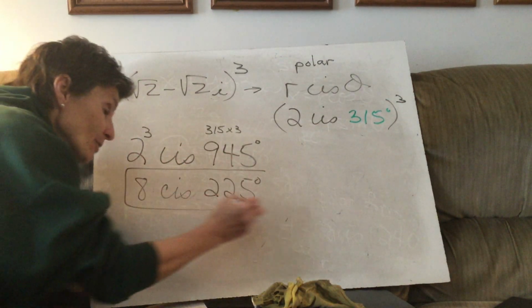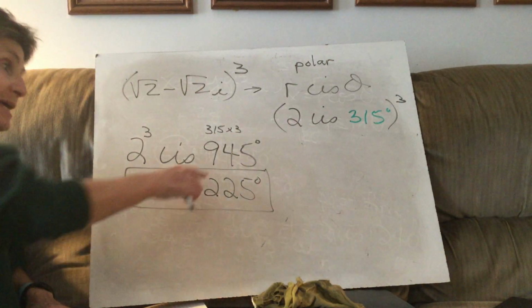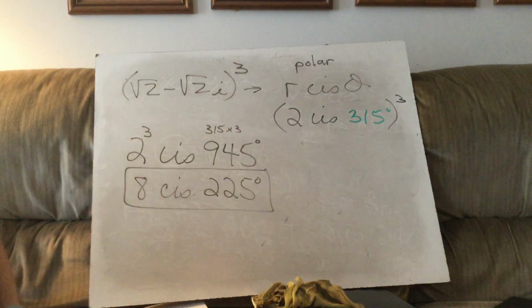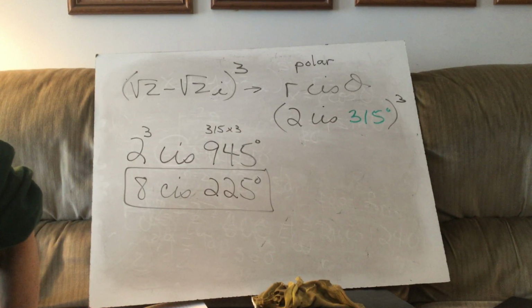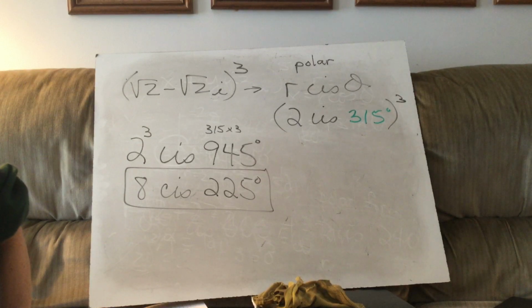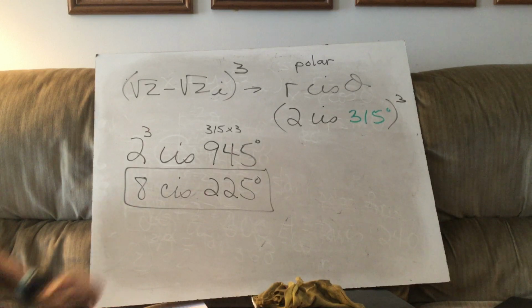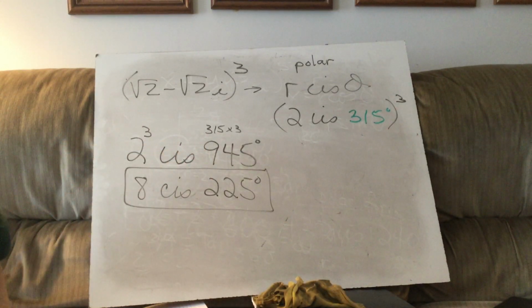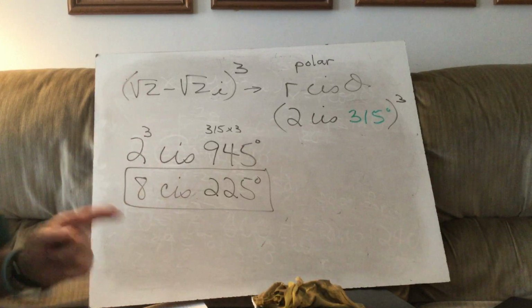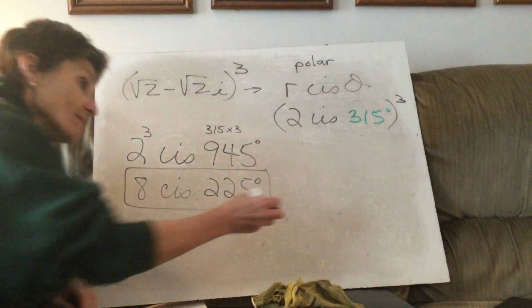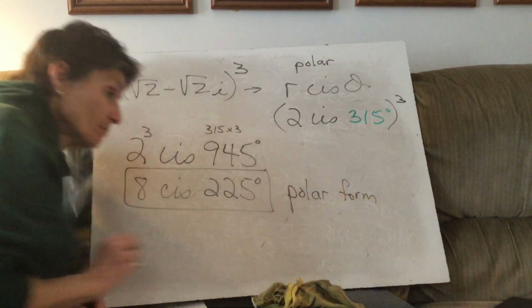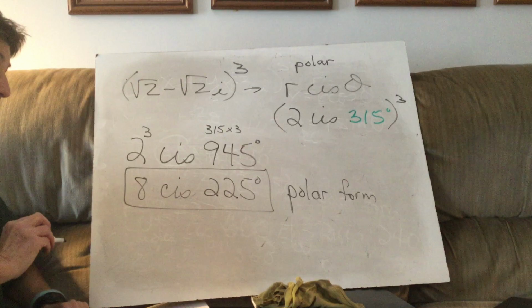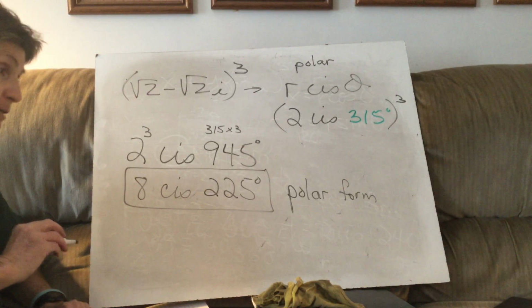When your angle is too big, and when I say too big, I mean more than 360, you're going to subtract 360. And you're going to keep subtracting 360 until you get one that's smaller than 360. So we took 945, took away 360. It was still too big. So we took away another 360 and we got 225. This is the polar form of our answer. Remember the directions said answer in complex and polar.